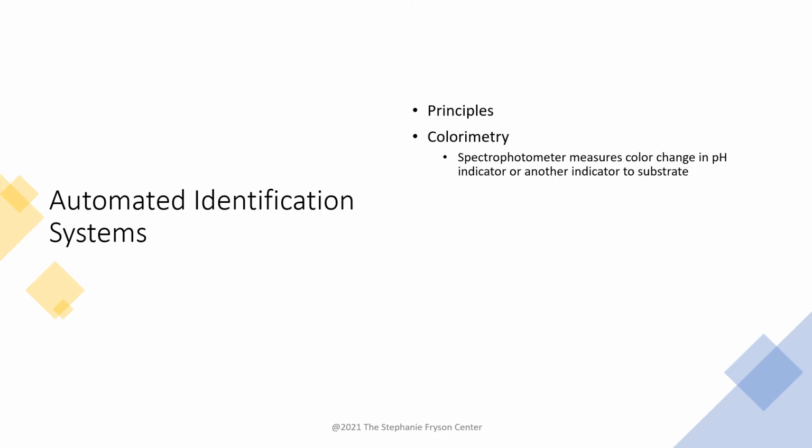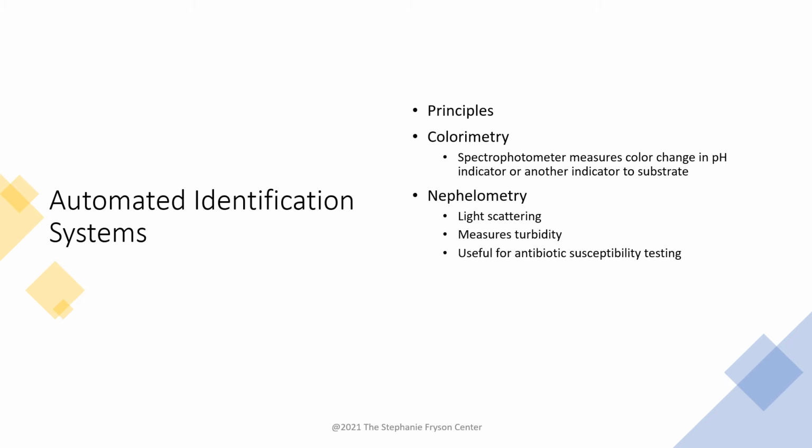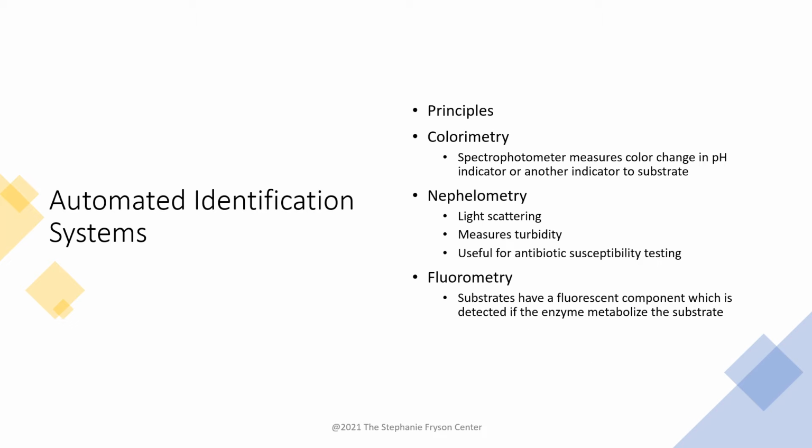So the basic things are automated systems. The principles are colorimetry, spectrophotometer, which measures color change, and pH indicator. So the pH indicator causes the color change, going from yellow to say orange, or going from no color to blue, or going to a pink color. And sometimes a substrate or enzyme is used. Then there are other systems, nephelometry, light scattering, and turbidity measurements.